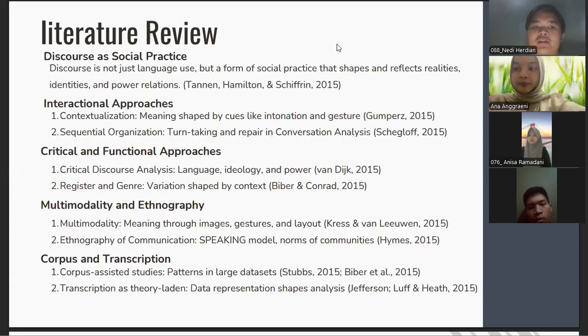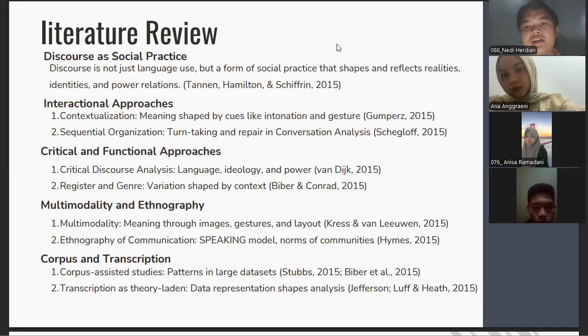Hymes 2015 complements this perspective with the ethnography of communication, proposing the SPEAKING model. This model highlights how communication must be studied with communities, taking into account setting, participants, norms, and genre. Together, these approaches stress that discourse cannot be separated from the culture and semiotic resources through which it is produced.